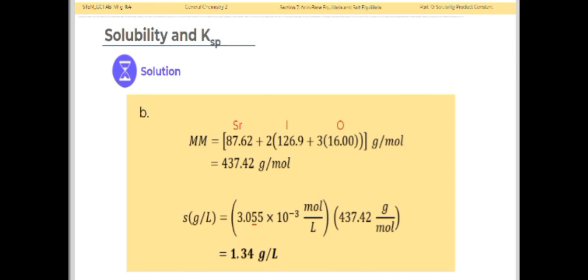Simplifying the equation gives us 1.34 grams per liter. The final answer must have 3 significant figures, which is consistent with the given Ksp value.